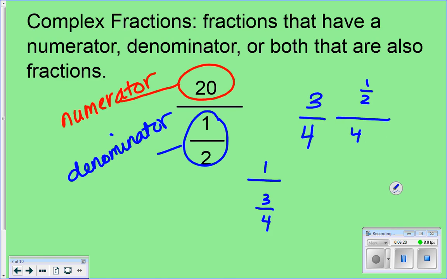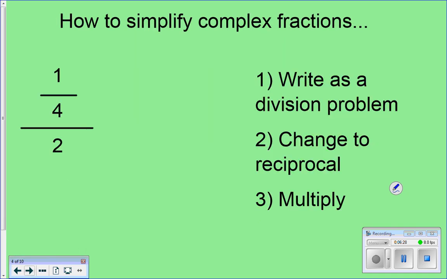Anybody still need this? So I'm going to show you what you're going to do with it next. Good? Okay. Now what are you going to do with it? This is how you're going to simplify or solve them. And I made some steps for you. You can write down my steps, and then I'll show you step by step what to do. The first thing you're going to do, you're going to write it as a division problem. Because remember we talked about how all fractions are just a division problem.